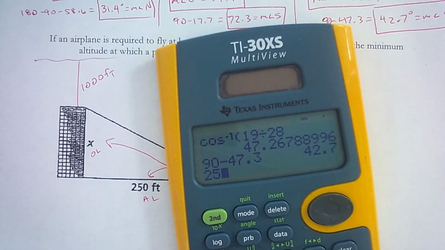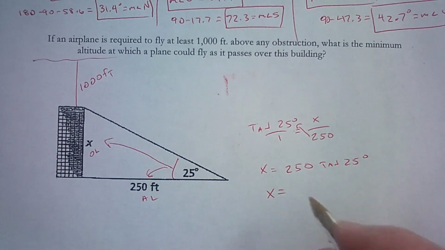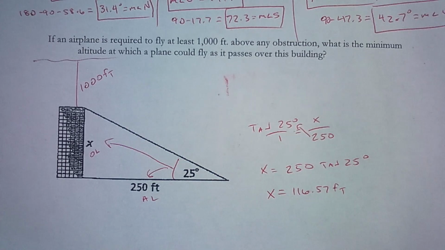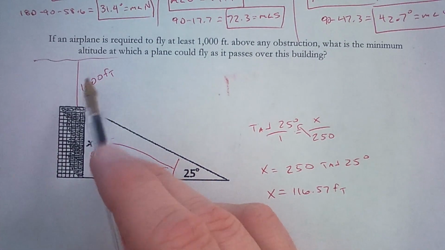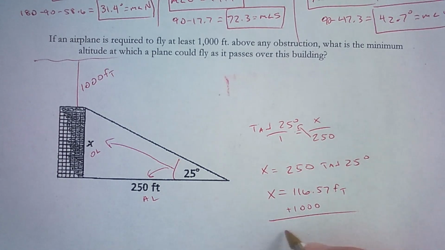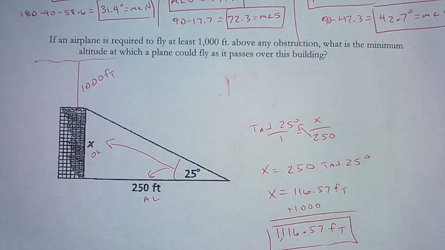So 250 tangent 25 is 116.57. That is the height of the building. The airplane has to be at least 1,000 feet above that, so I will add 1,000 feet. So that's 1,116.57 feet for the minimum altitude of this airplane in order to be following FAA regulations.